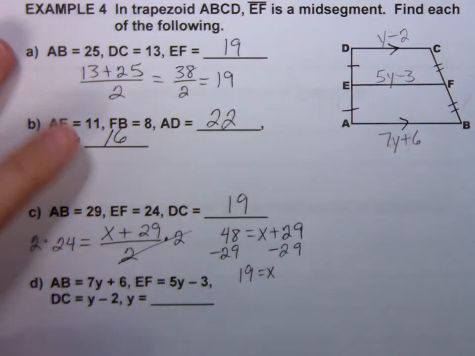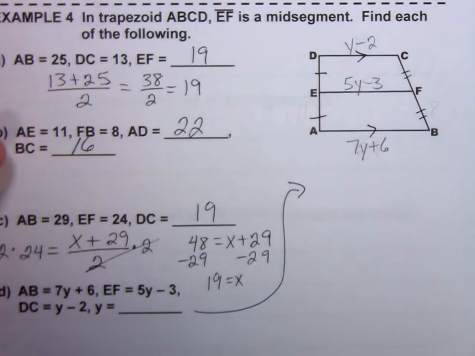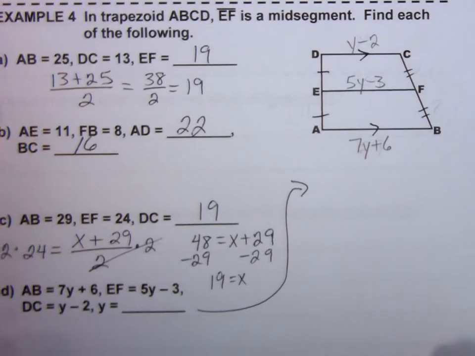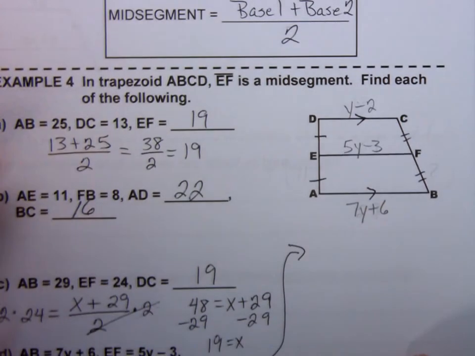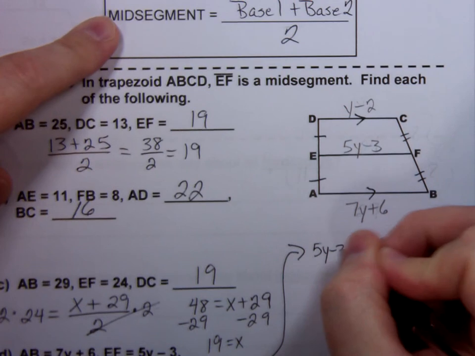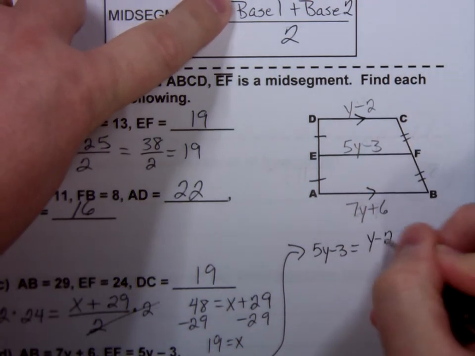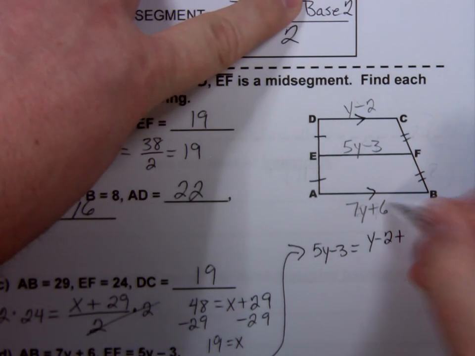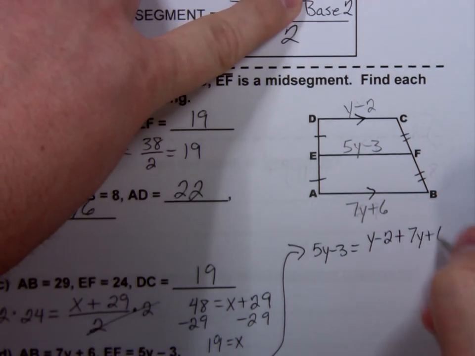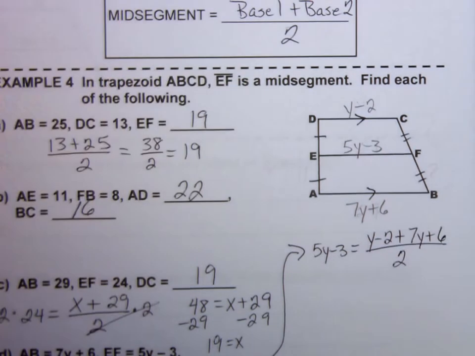I am going to show the work over here where I got a little bit more space. So I'm just filling out this same formula, same one right here. Start with the mid-segment, 5y minus 3, equals base 1, y minus 2, plus base 2, 7y plus 6, divided by 2. So there's our equation, and we just have to solve this equation.